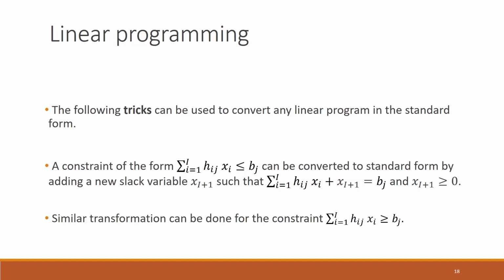Similarly, if we have a constraint of the type summation h_ij x_i is greater than or equal to b_j, this again can be converted into the standard form by doing a similar exercise. Now, in this case, we can again add a non-negative slack variable x_(I+1), but now we will be adding this on the right hand side.